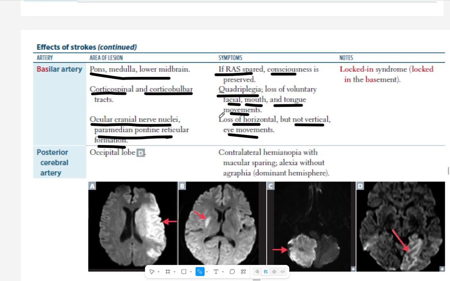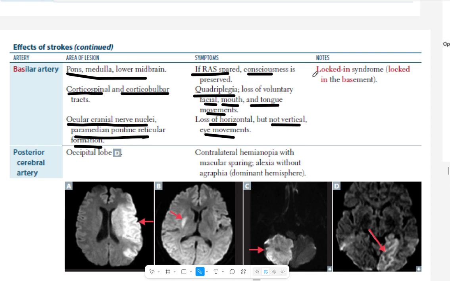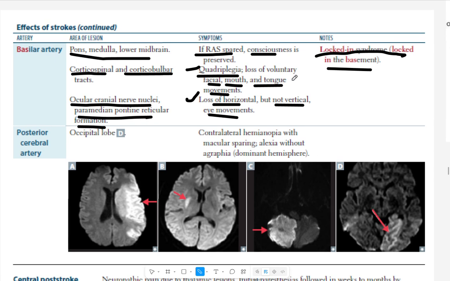So this is all of the locked-in syndrome. We call this the locked-in syndrome. The basilar artery occlusion is called the locked-in syndrome. What are you getting? You're getting quadriplegia, you're getting loss of horizontal but not vertical eye movement, because you're losing all of it, right? You're losing facial, mouth, and tongue movements. So basically this is the locked-in syndrome, right?